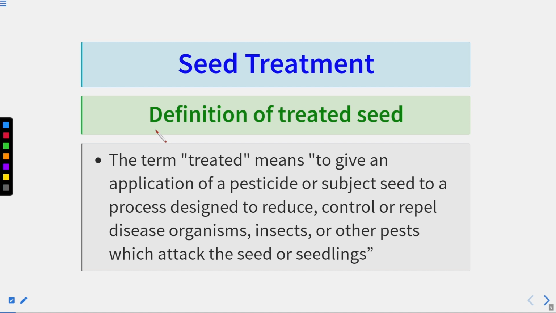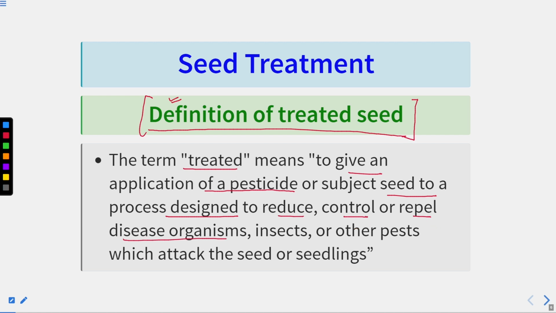So the definition of treated seed: when can we say that this particular seed is treated, and why is there a requirement? The term treated means to give an application of a pesticide or subject seed to a process designed to reduce, control, or repel disease organisms, insects, or other pests which attack the seeds or seedlings, right?